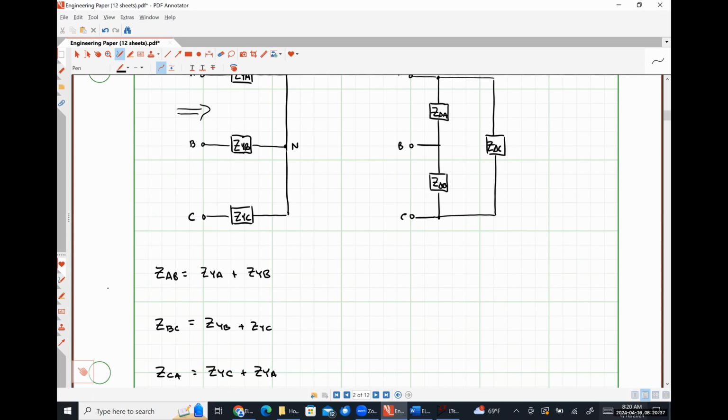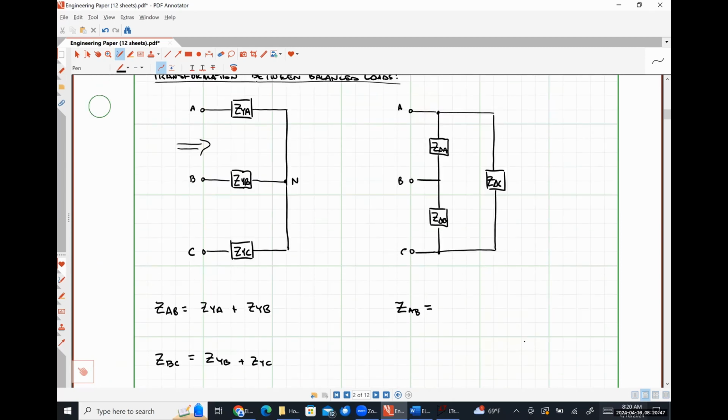Here's where things are going to get slightly, but not overwhelmingly harder. So if I were to look in between terminals A and B for my delta connected network, what impedance would I see? So I'm going to see Z delta A for sure, but it's going to be in parallel with something because there's other impedances that we have to deal with, right? So I'm going to put a Z delta A up here, which is definitely correct.